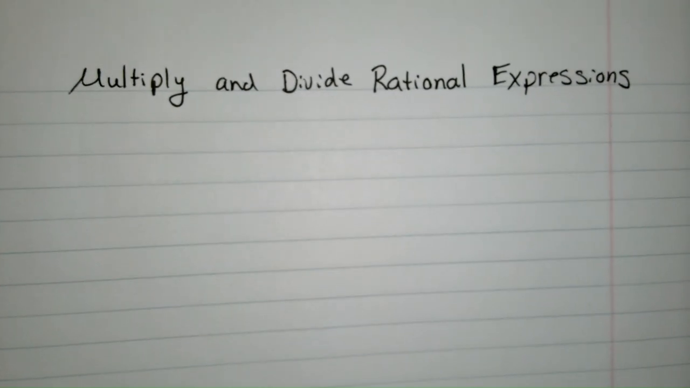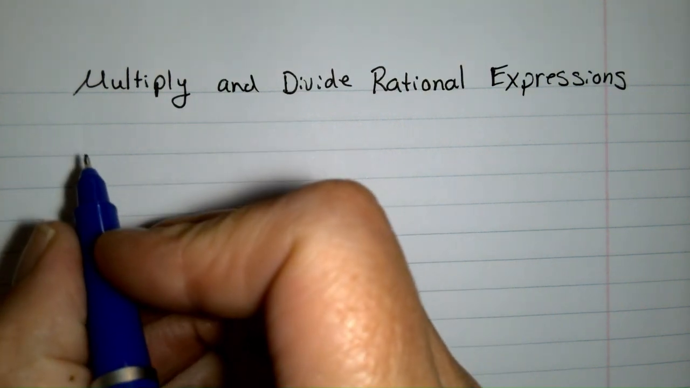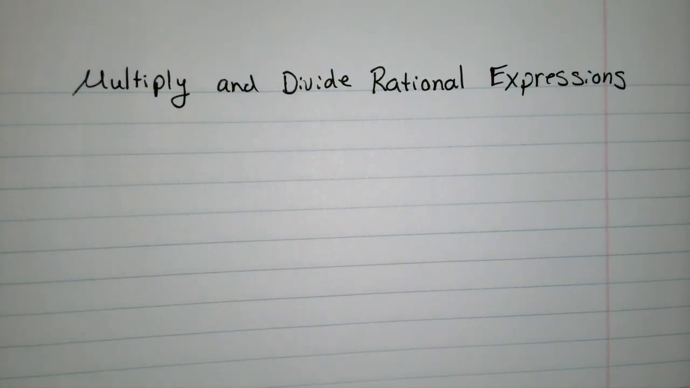Welcome to multiplying and dividing rational expressions. Because we're dealing with expressions today, we will not be solving for x. When multiplying and dividing rational expressions, technically you're evaluating or reducing or something like that. You're not solving. So let's go back to a lower level, multiplying and dividing ratios.